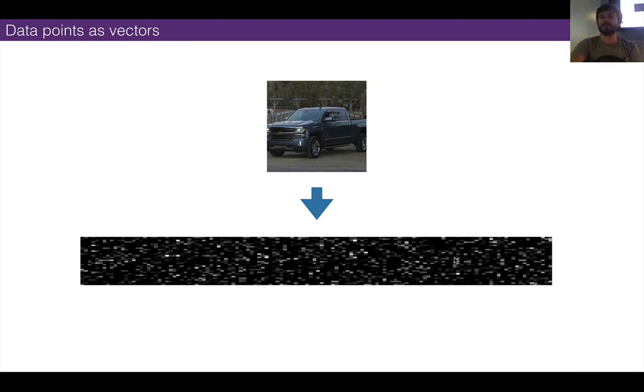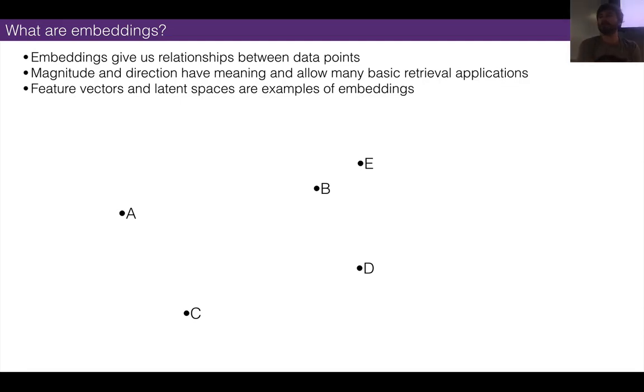Sometimes you'll hear this called an embedding. Embedding means taking a bunch of points and embedding them inside of a space. Embeddings, feature vectors, and encodings are all roughly synonymous with each other. And the embeddings give us a lot of information about the relationships between the data points. In this case, our data points are images, or at least in the last example they're images.